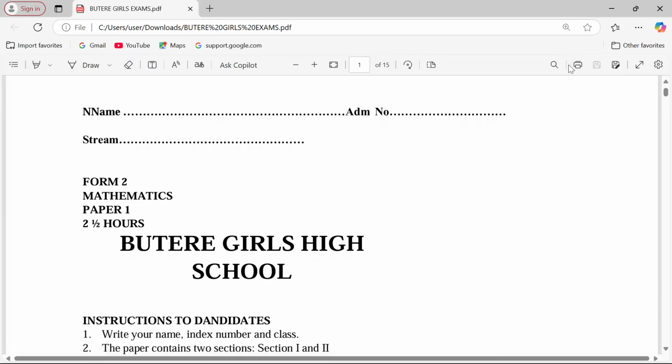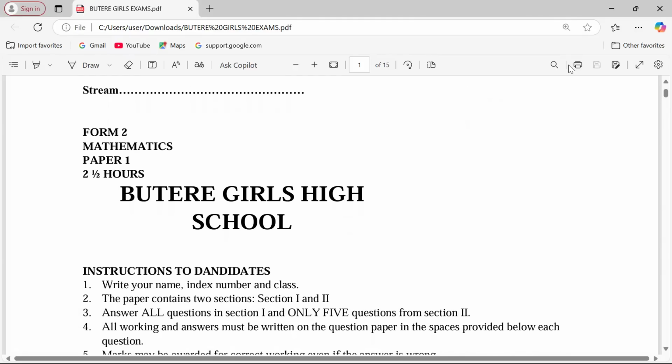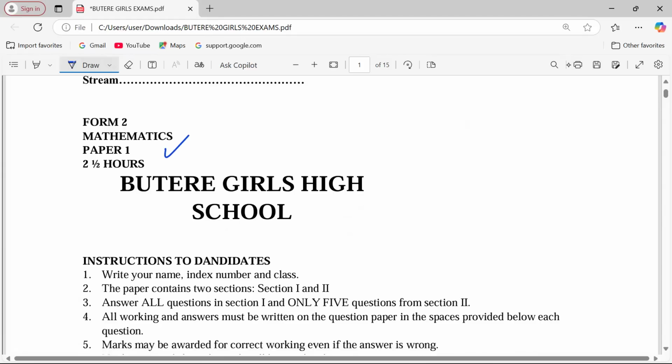We're going to discuss a Butere Girls examination. That is Form 2. Form 2 work, together with some Form 1 work, is basically paper 1. So that's why they have indicated here, paper 1.